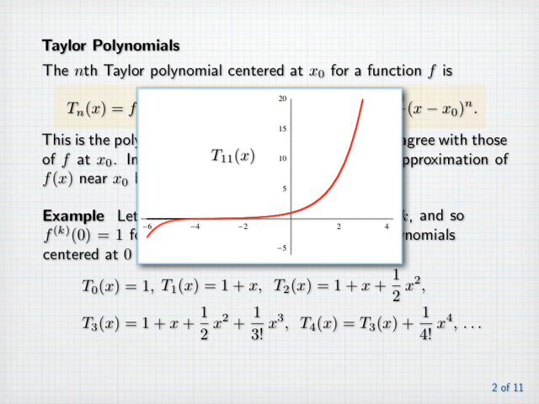Notice that each of those in turn gave a good approximation to e to the x over a wider interval. Now we already know that the Maclaurin series for e to the x converges to e to the x for all x. So these polynomials will eventually approximate e to the x as well as we like over an interval as wide as we like.